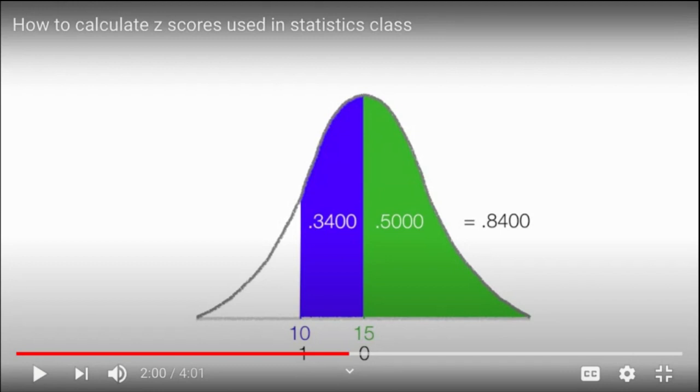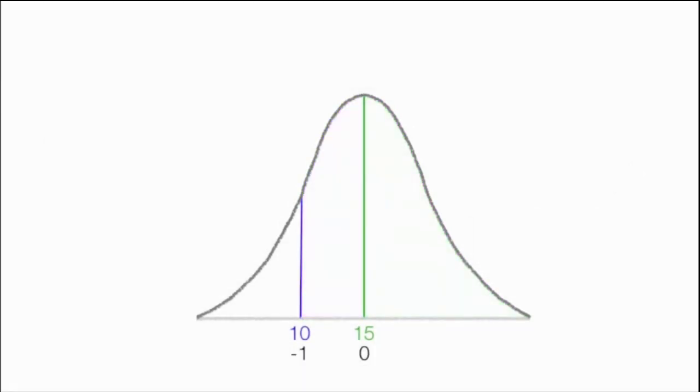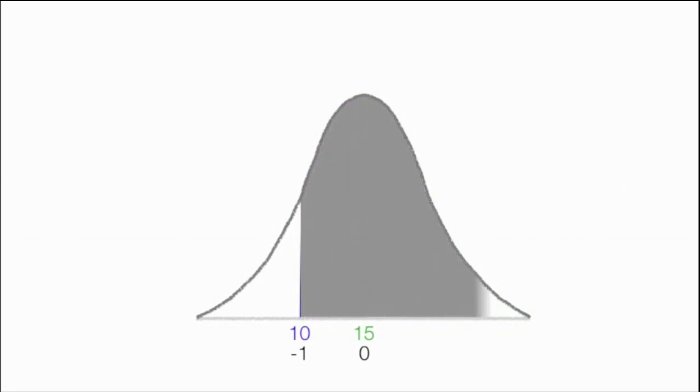We know that one standard deviation above and below is 68%. You just divide it by 2, that's 34%. So we're adding 34% plus 50%, 84%. The whole area above 10, the observation at 10, this is gray area here, and it equals 0.8400, or about 84%.